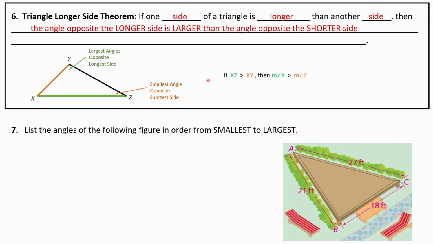So let's take a look at this in action again on number 7. It says to list all of the angles of the following figure in order from smallest to largest. So take a moment and see if you can list those in the correct order, and then check here for the answer.